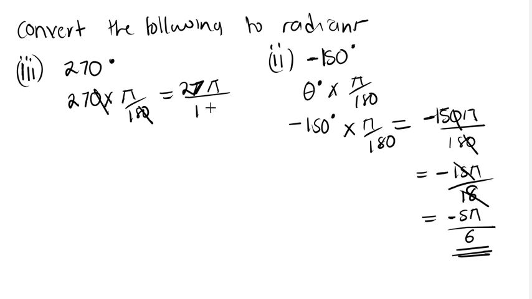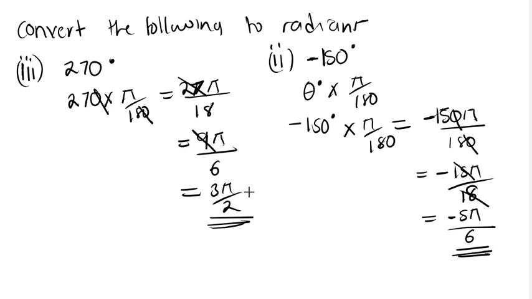So what number can divide into both? It is 3. 3 into 27 is 9, and 3 into 18 is 6. You can still reduce by 3: 3 pi over 2. You can't simplify this further. This means that is your answer, just like that.